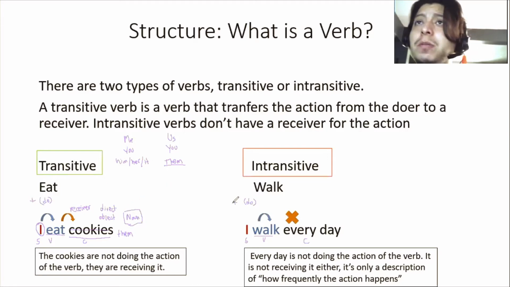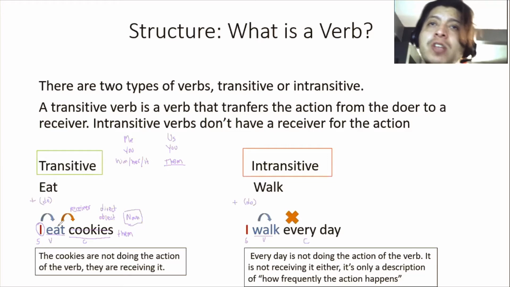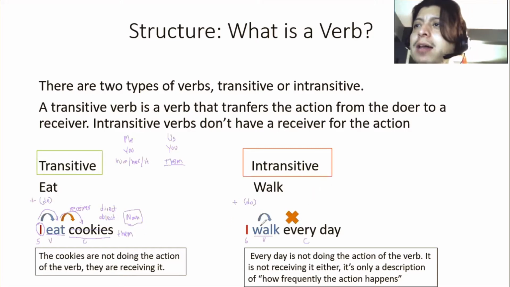That's just the point. This is a transitive verb. Why is it a transitive verb? Because it transfers the action. I do the action, and the cookies receive the action. What is an intransitive verb? An intransitive verb is a verb that doesn't accept an object.